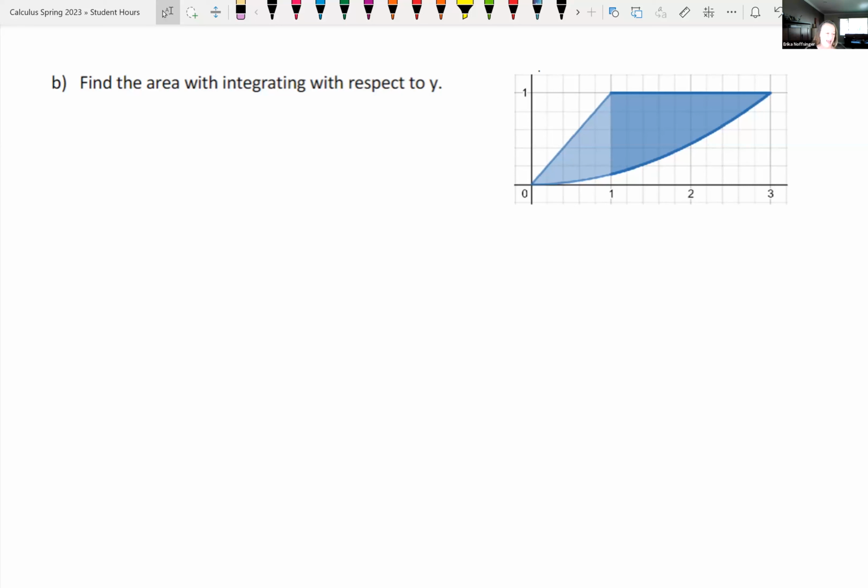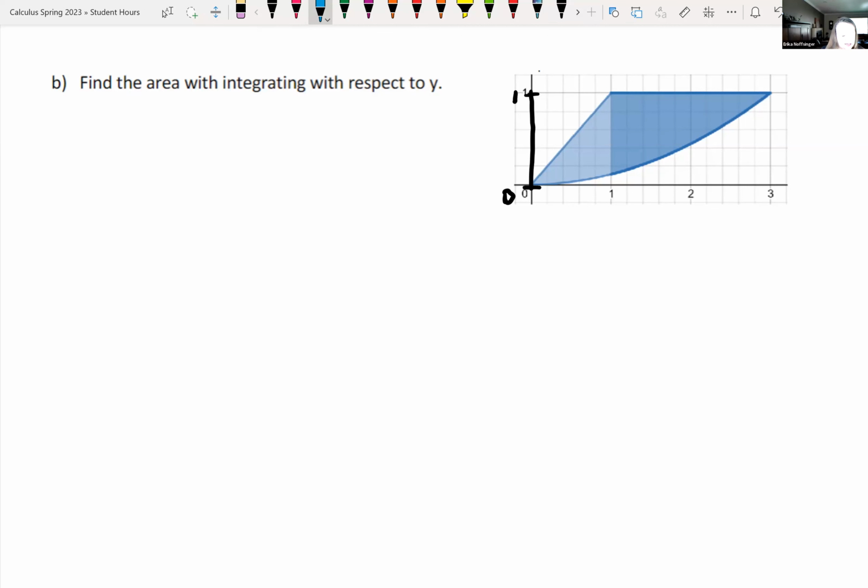Okay, so now looking at the second part to this question, it says find the area integrating with respect to y. Well, I pulled up my picture, but I need to pull up my equations too. Well, let's just first look at this. If I'm integrating with respect to y, we're kind of changing our axes, and our bounds are going to be for our values of y. Our bottom bound here is 0 and the top bound is 1.